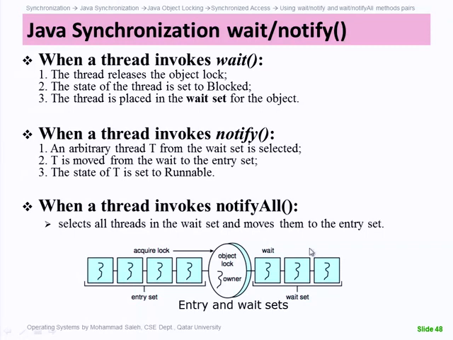Notify all will remove all blocked threads from the wait set and place them in the entry set, which means giving them the opportunity to what? Again, get hold on the object. However, one at a time will be getting hold on the object. So that's how we use wait and notify: wait to block, and notify or notify all to unblock. Okay?